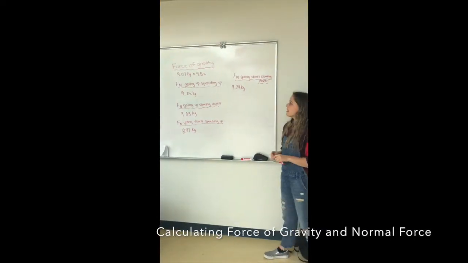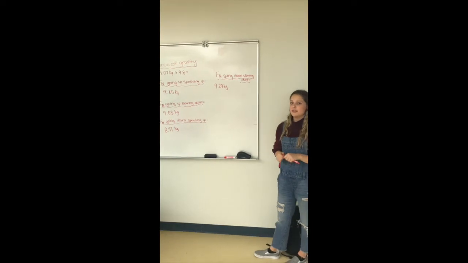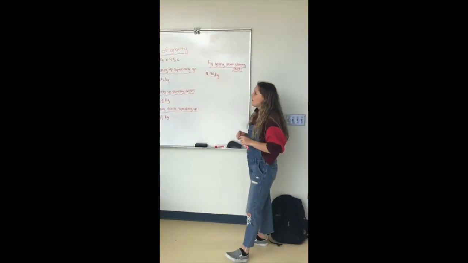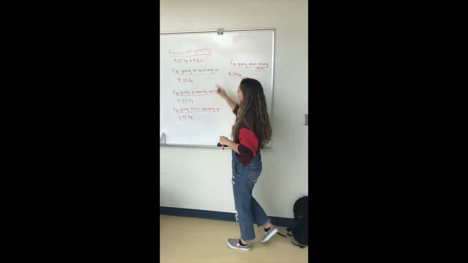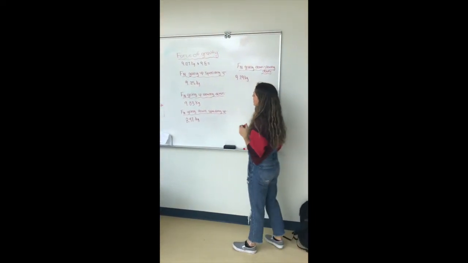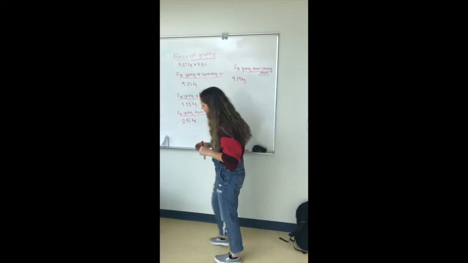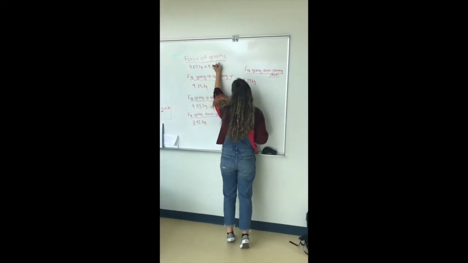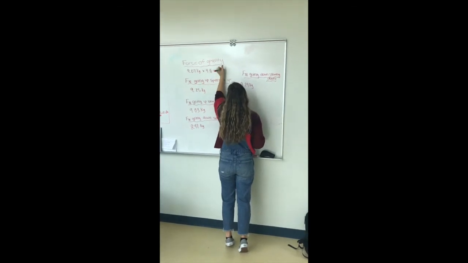Okay, so the first thing we're going to calculate is the force of gravity, which stays the same throughout each different situation, and that is the mass at rest times the acceleration due to gravity, 9.8 meters per second squared, and that comes out to be 88.49 newtons.